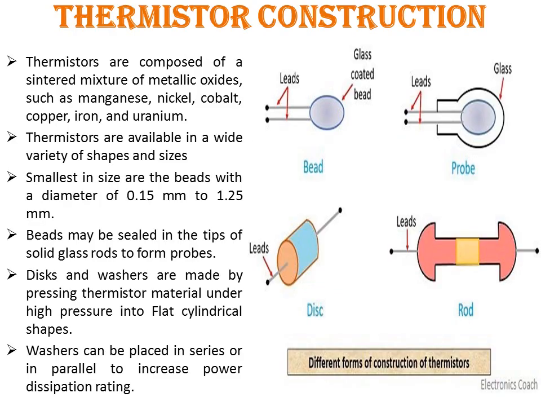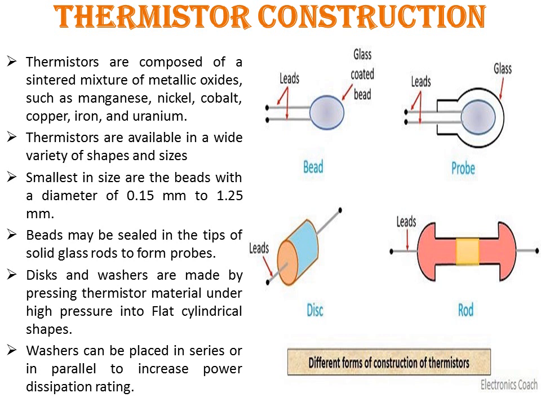Now you can see the construction of the thermistor. There are different forms of construction of thermistors. Thermistors are a mixture of metallic oxides such as manganese, nickel, cobalt, copper, iron and uranium. There are different types of thermistors.